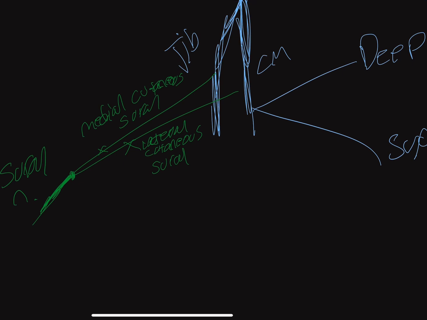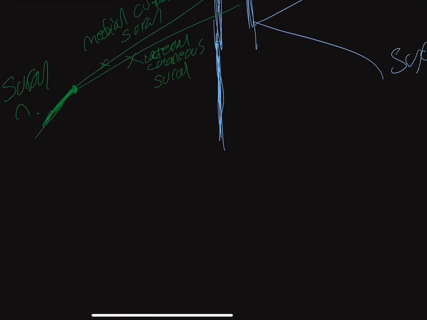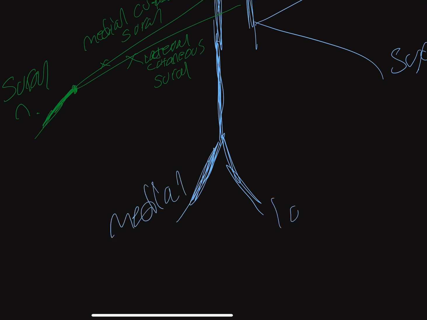But this tibial one is going to continue and do some things, alright? It's going to split in two, and this is after it passes the malleolus of the ankle and starts getting into the actual ankle. But this is where it becomes your medial and your lateral plantar nerves.